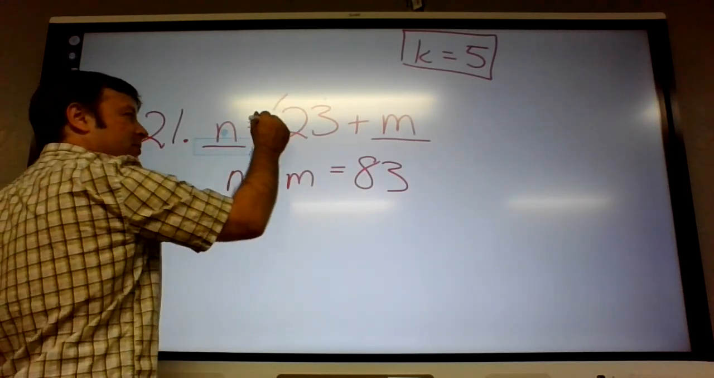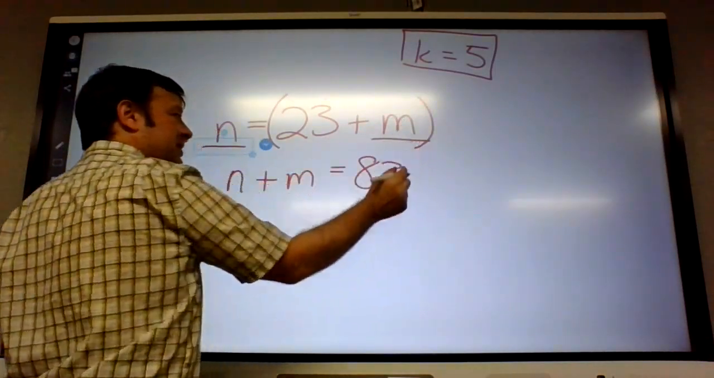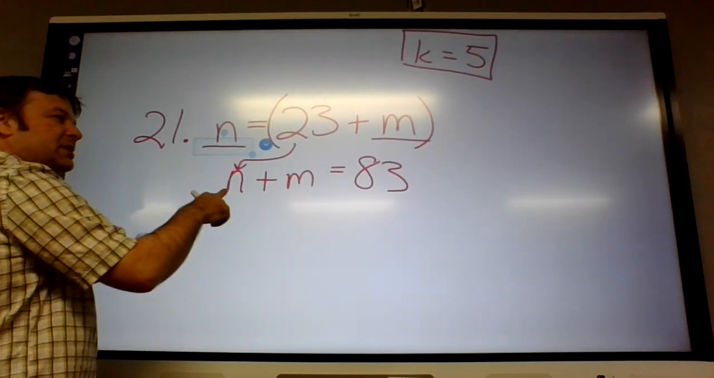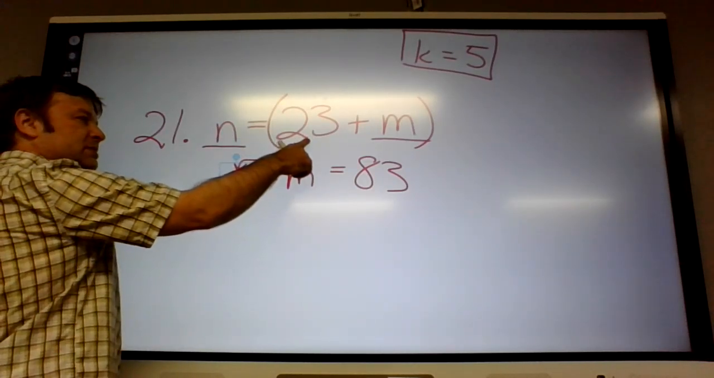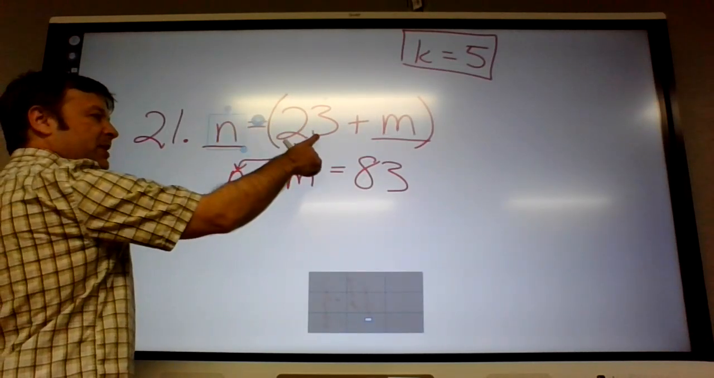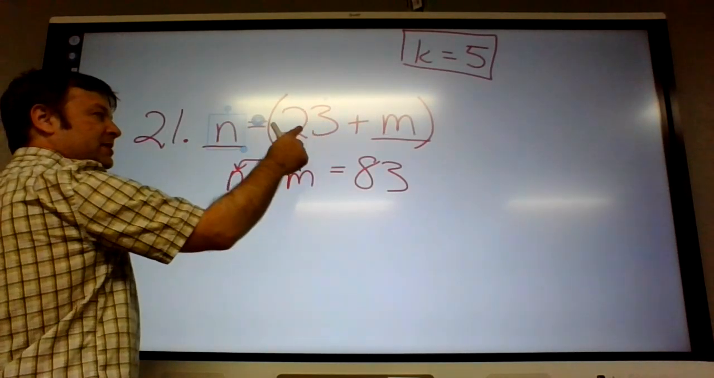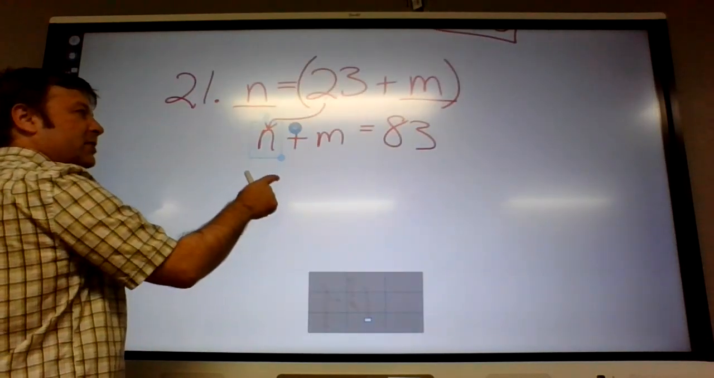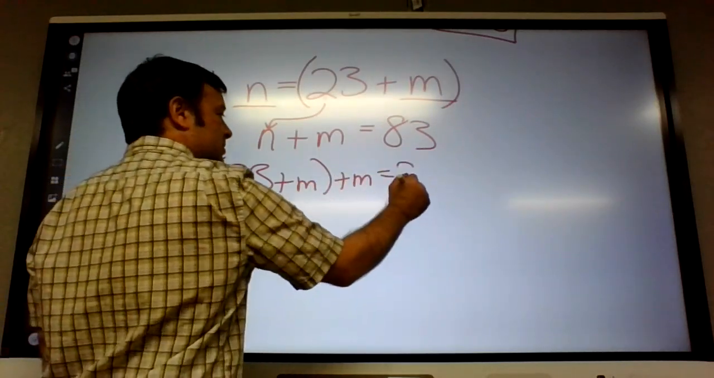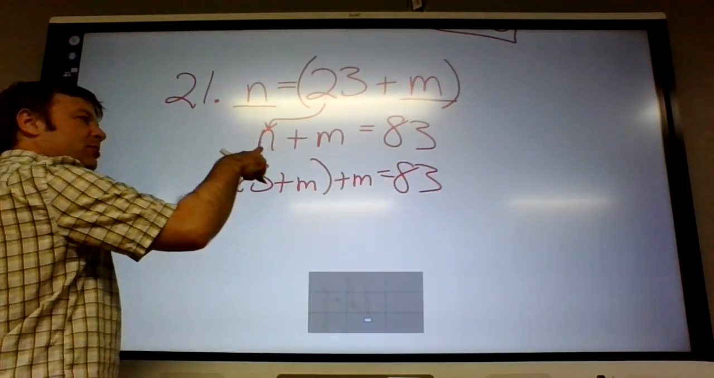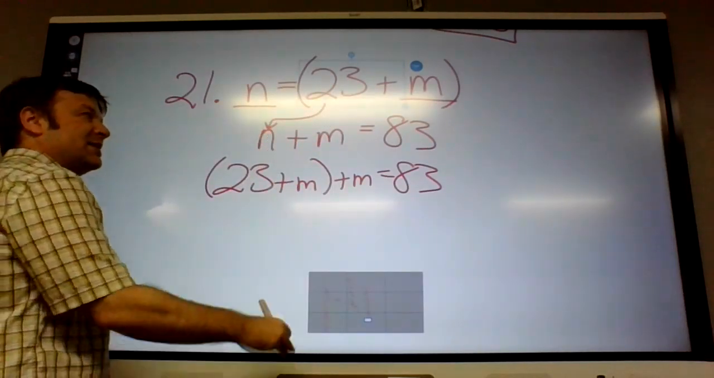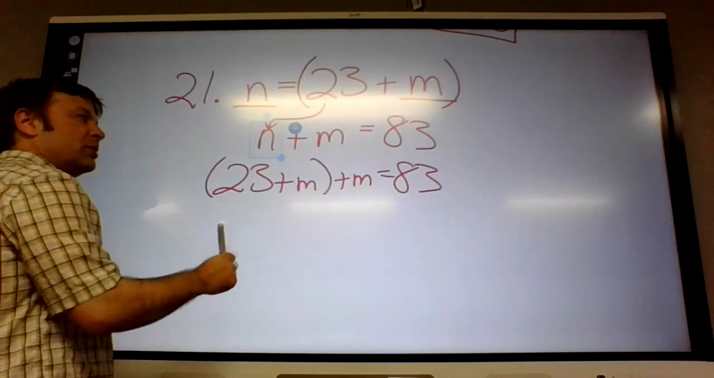If n is equal to 23 plus m, that means I can change this n in the other equation into 23 plus m. Do you guys follow that? If these two are equal, that means this can be replaced by that. That's kind of what equals means. They got the same value. So this n in the second equation, I'm going to replace with 23 plus m. So basically, I rewrote the second equation, but where the n was, it's called substitution. I replaced the n with what n is equal to.